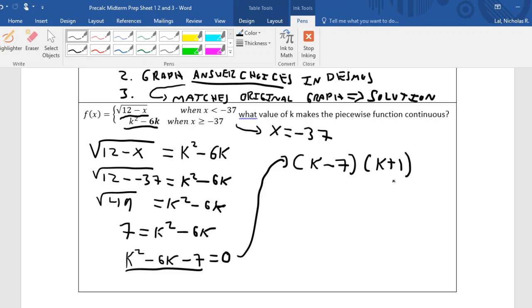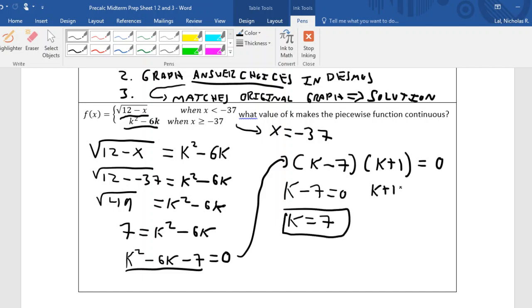And this is because negative 7 plus 1 is negative 6. Negative 7 times 1 is negative 7. So if k minus 7 equals 0, k is equal to 7, that is one solution. And if k plus 1 is equal to 0, k is equal to negative 1. That is your second solution. So our two solutions are 7 and negative 1. Moving on.